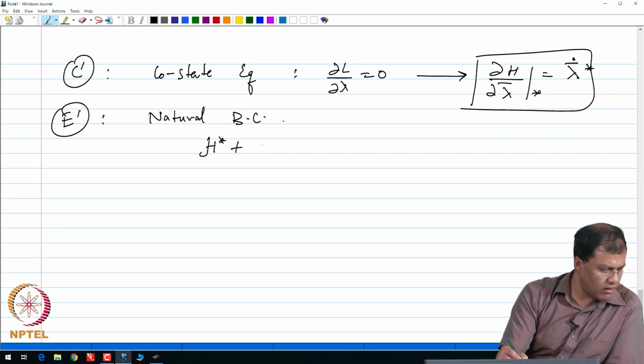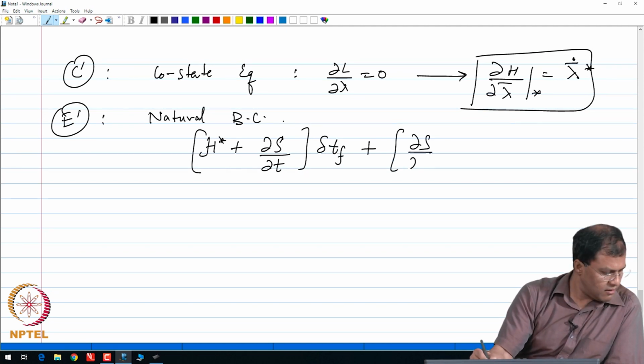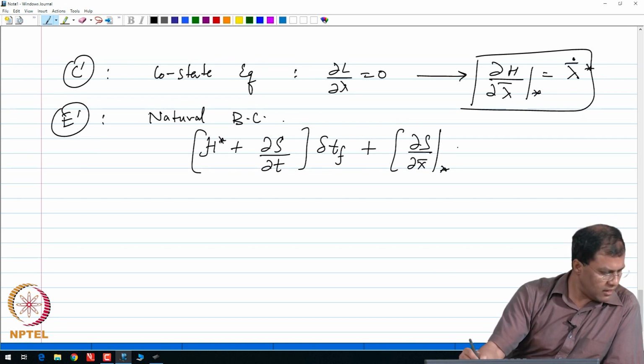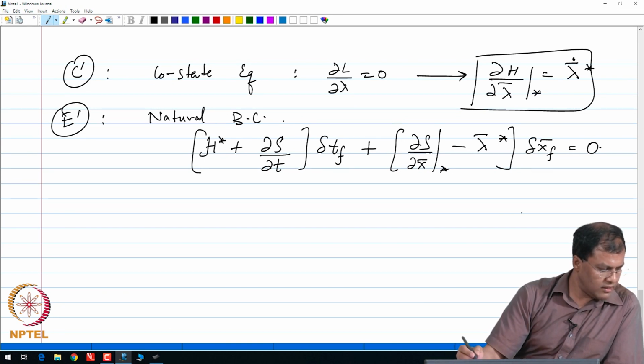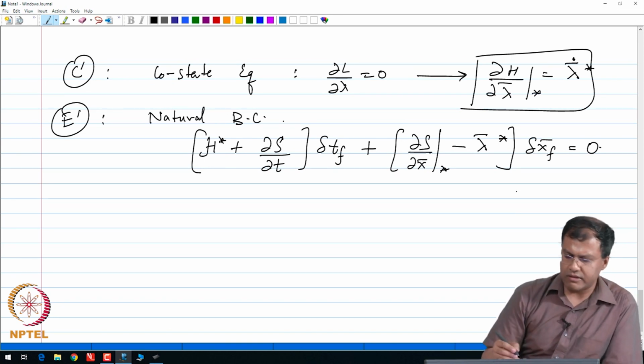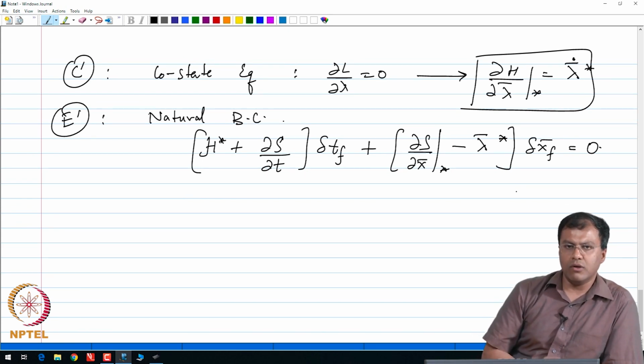Well, I am directly taking all the partial derivatives in the natural boundary condition, which was initially written in terms of L times variation of T f plus partial s partial x at star minus lambda bar at star times delta x f. So, this is equal to 0 and I call this condition number E.